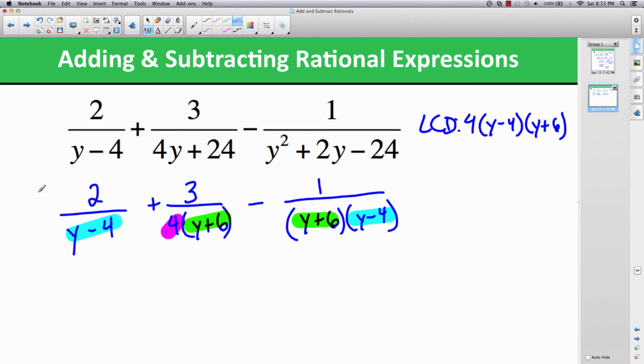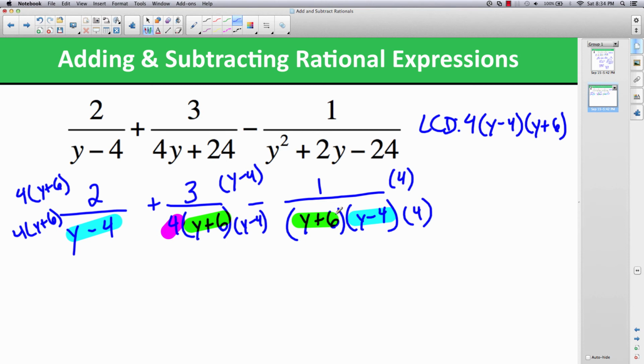So this fraction here, we need to multiply by 4 y plus 6 divided by 4 y plus 6. Second fraction, multiply by y minus 4. And our third fraction, we will just multiply by 4.